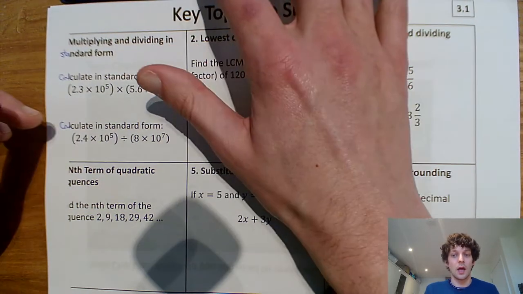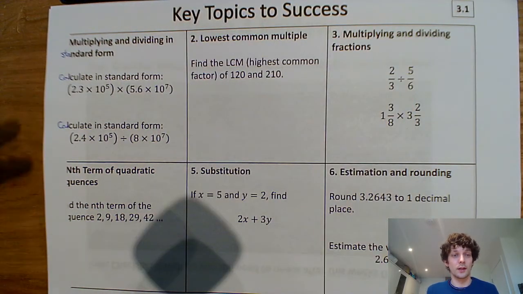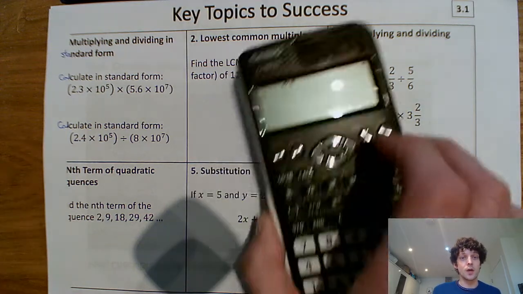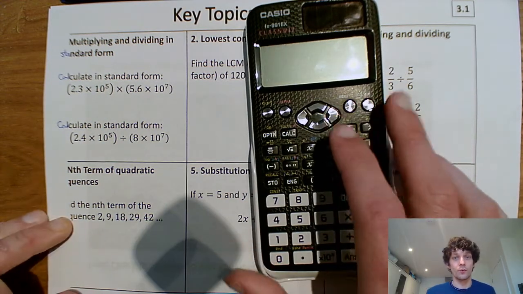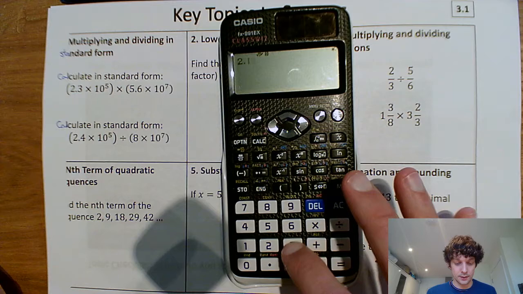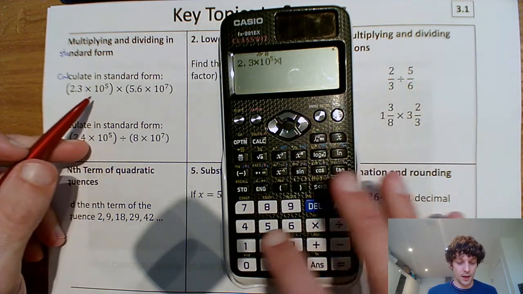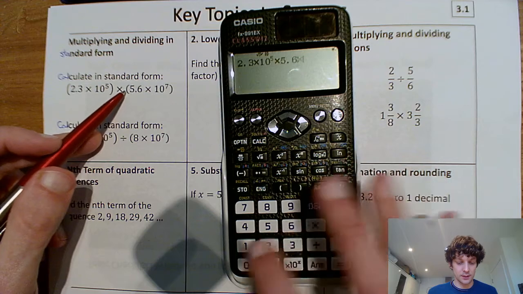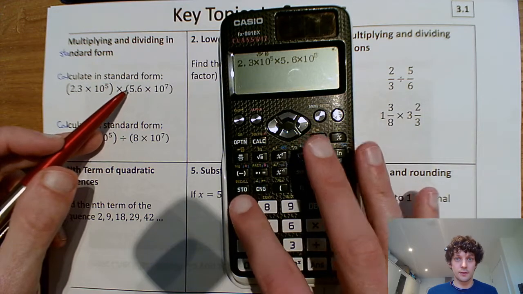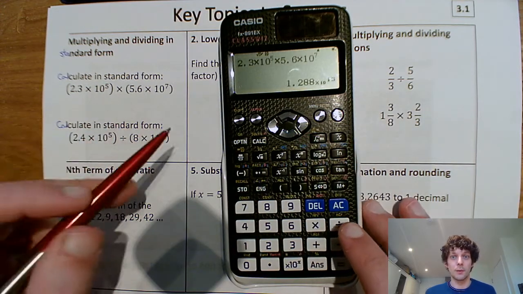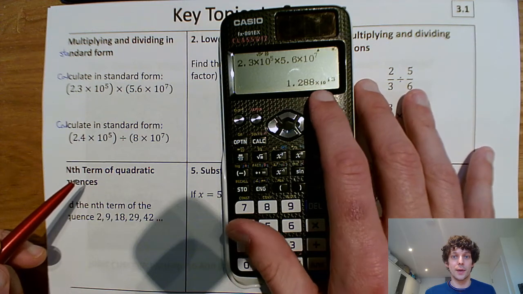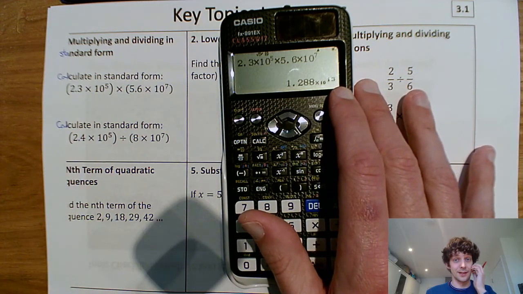It depends on what calculator we've got. Some calculators will calculate in standard form for you. I'll just show you that mine here will. So 2.3 times 10 to the power of 5 times 5.6 times 10 to the power of 7, and it will tell me my answer should be 1.288 times 10 to the power of 13.